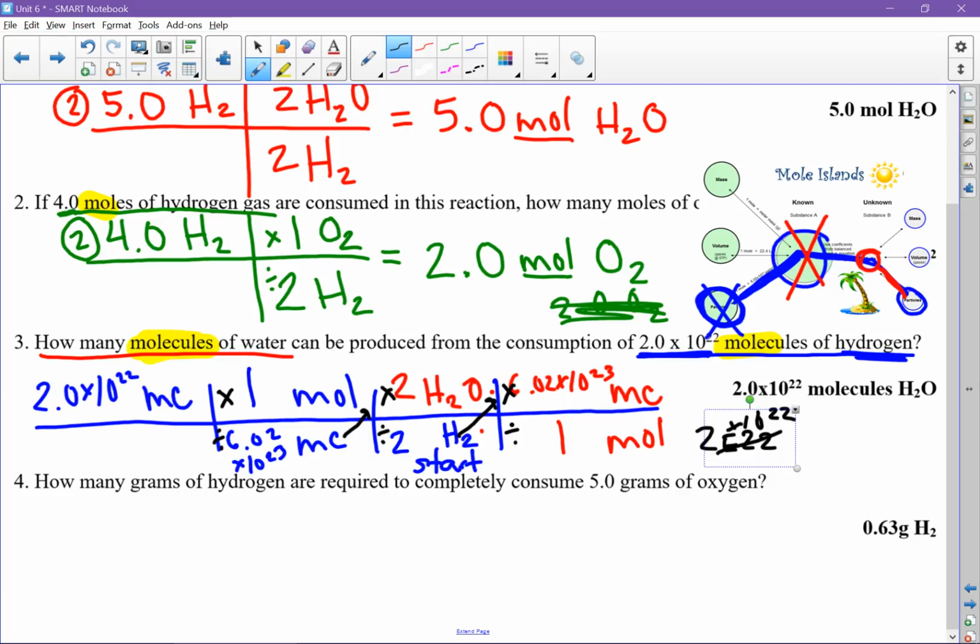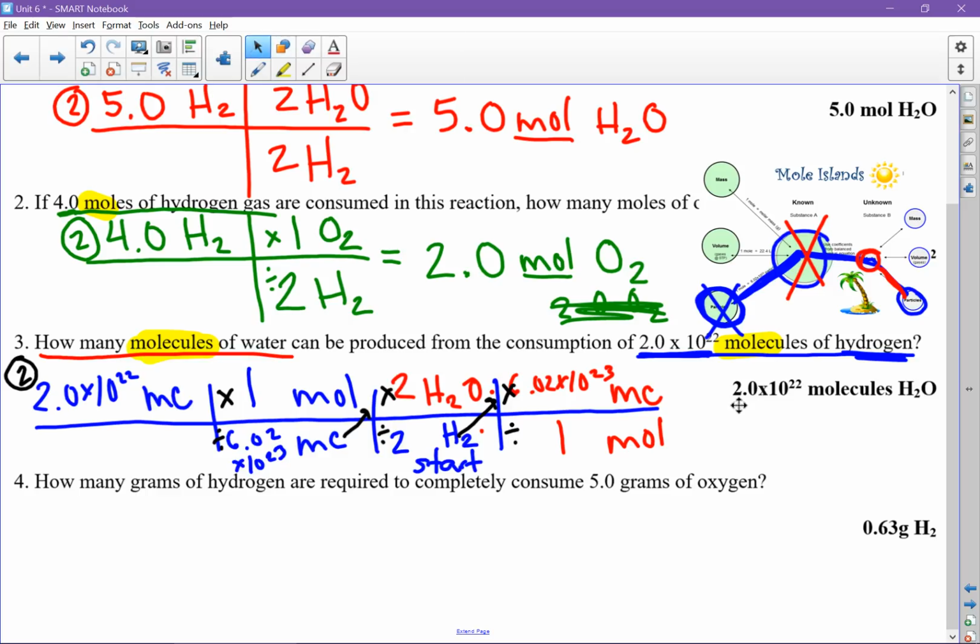And the reason that we wrote a 2.0 was because of the sig figs. We started with 2 sig figs at the beginning. So what I want to do is I want to put that 0.0 right here so that I have 2 sig figs at the end. I'm going to put molecules on as my unit because that's what I was looking for. If you want to put the water on, that's an option. You don't have to do that. You must include the molecules though.